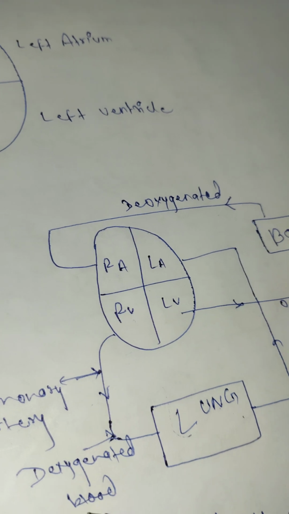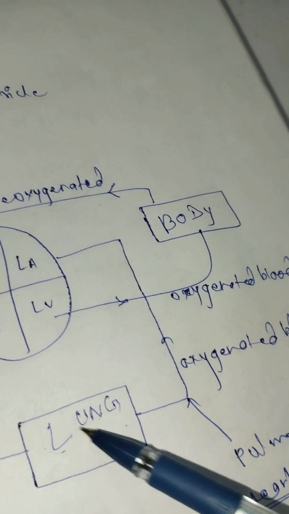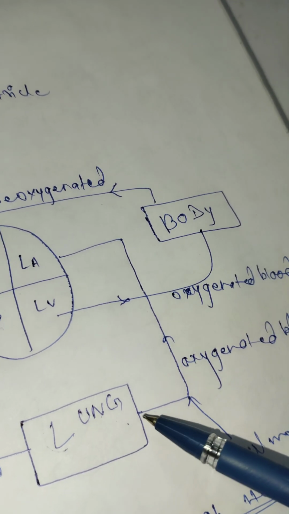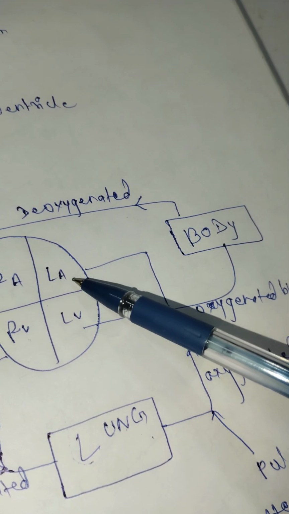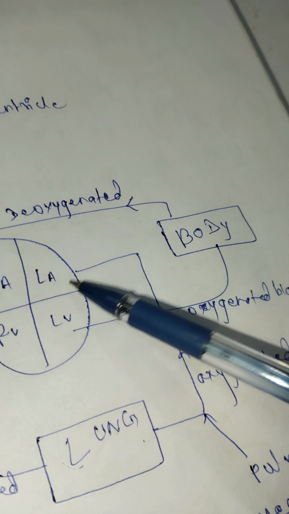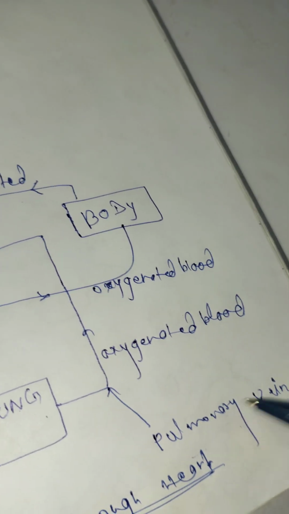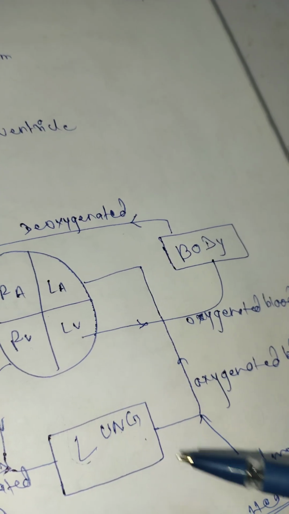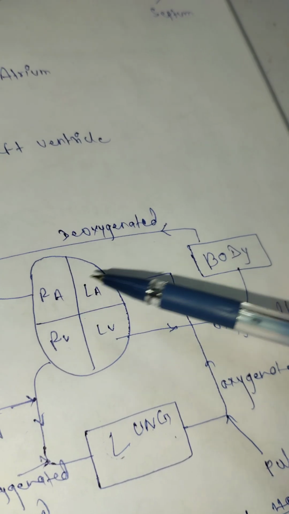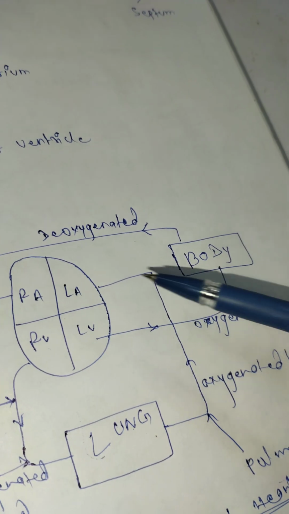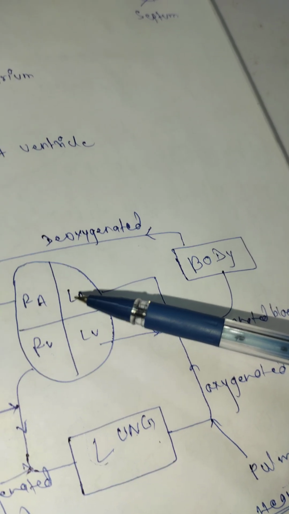So here deoxygenated blood is there, and now in the lungs it gets oxygen, and after getting oxygen it becomes oxygenated blood. The oxygenated blood from the lungs is then delivered to the left atrium through the pulmonary veins.